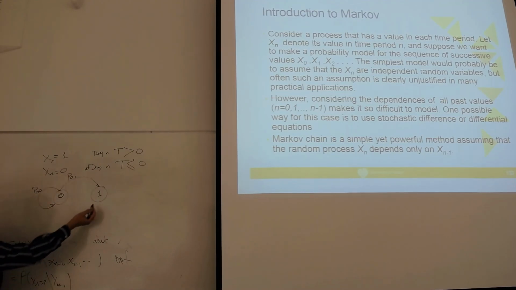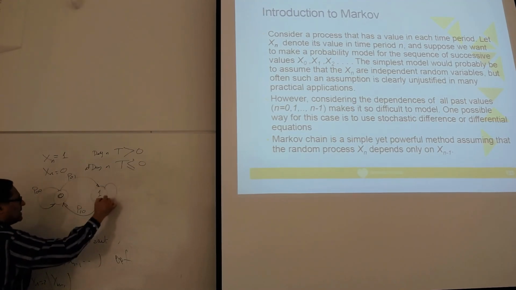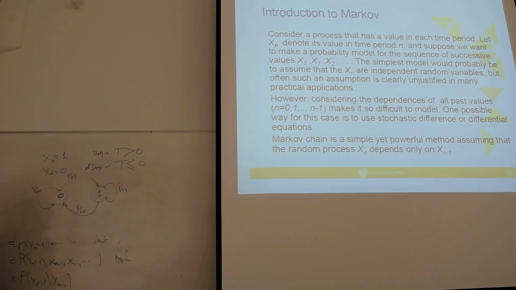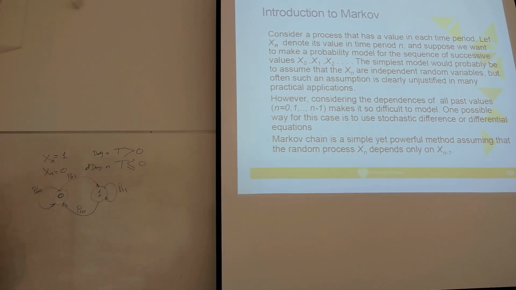What is the probability that if today is greater than 0, tomorrow will be less than 0? This is probability P10. And finally, this is probability P11. If it is more than 0 today, the probability that tomorrow will be more than 0 is given this way. So this is very famous for Markov chains. And then we can compute many characteristics from this.